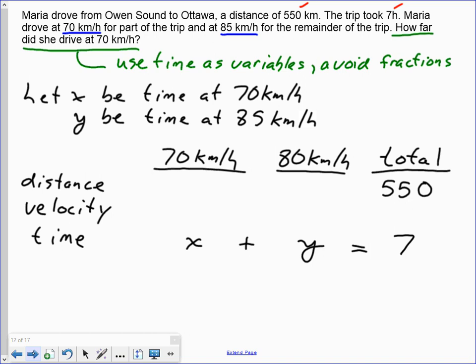Maria drove 70 kilometers per hour for part of the trip, 85 kilometers per hour for the remainder of the trip. So those are our two velocities, 70 and 85. Again, we don't have a total velocity because that doesn't really make a lot of sense. But just like in the last one, we can get expressions for the distance using distance equals velocity times time. So our distance at 70 kilometers per hour is going to be 70x. Our distance at 85 is going to be, again, velocity times time, 85y. And this gives us the second equation that we want to work with.